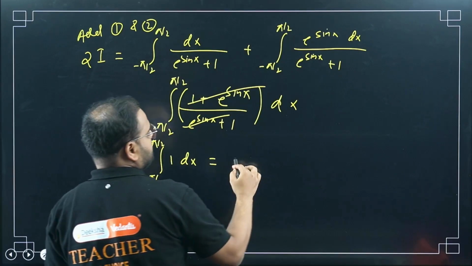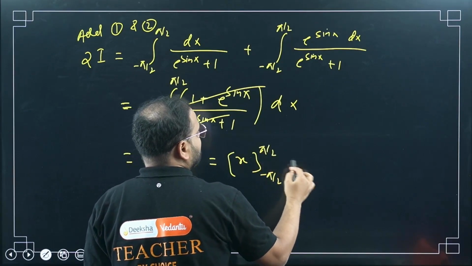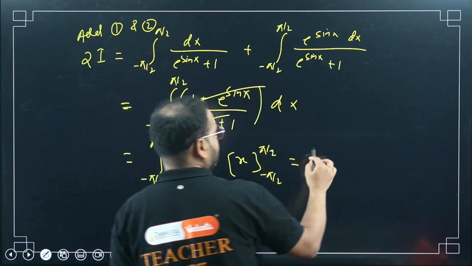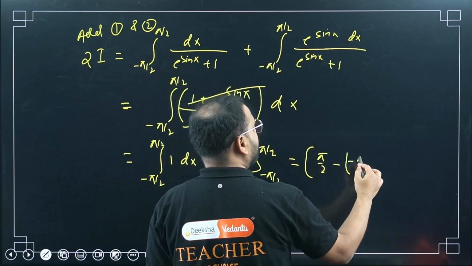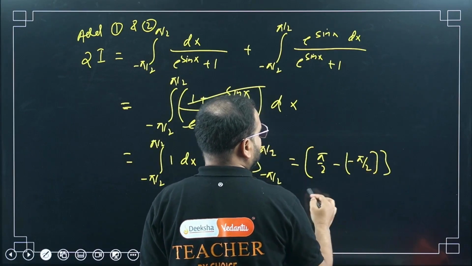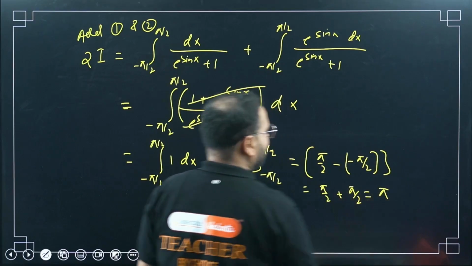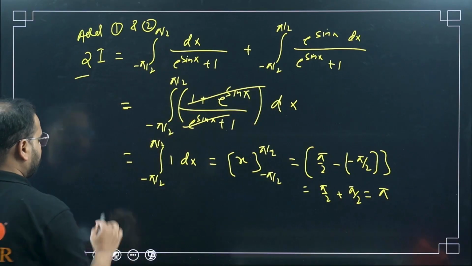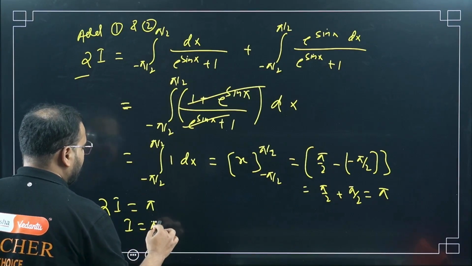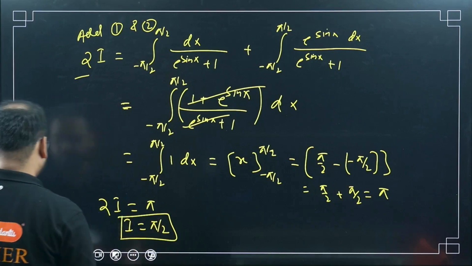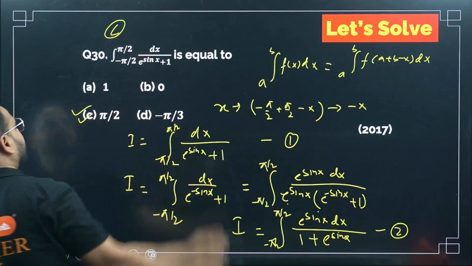How much is this integration? Simply sir, x from where to where? Minus pi by 2 to pi by 2. Simply what sir? What it means? Sir, it means pi by 2 as upper limit minus lower limit is minus pi by 2. How much is this sir? Please check. Pi by 2 plus pi by 2. How much is this sir? Pi. And what is this equals to? 2i. So my 2i value is what, bachcha? Pi. What is my I value, bachcha? Pi by 2. Option number C.